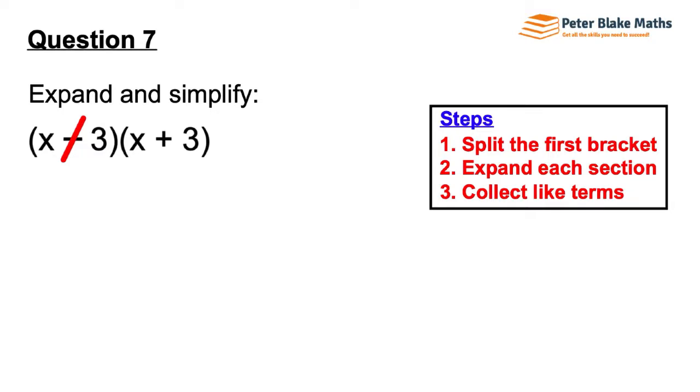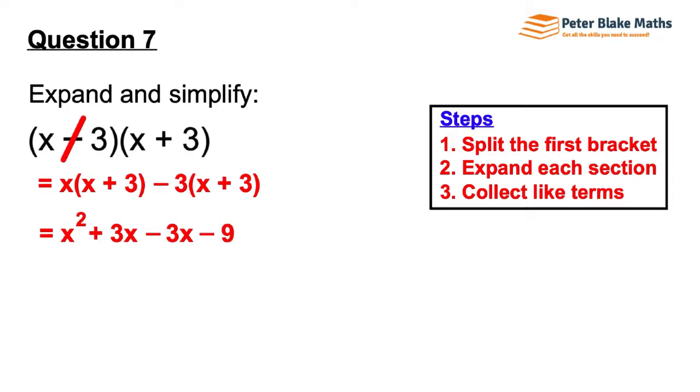If we split that first bracket up, we've got x times x plus 3 and minus 3 times x plus 3. Let's have a look at what happens. When we have x times that second bracket, we have x times x making x squared and x times 3 making 3x. In that second part though, when minus 3 gets to multiply by that second bracket, we have to be a little careful there. Minus 3 times x makes minus 3x, and minus 3 times a plus 3 makes a minus 9. Don't get tricked by that sign bit there. Minus times a plus makes a minus.